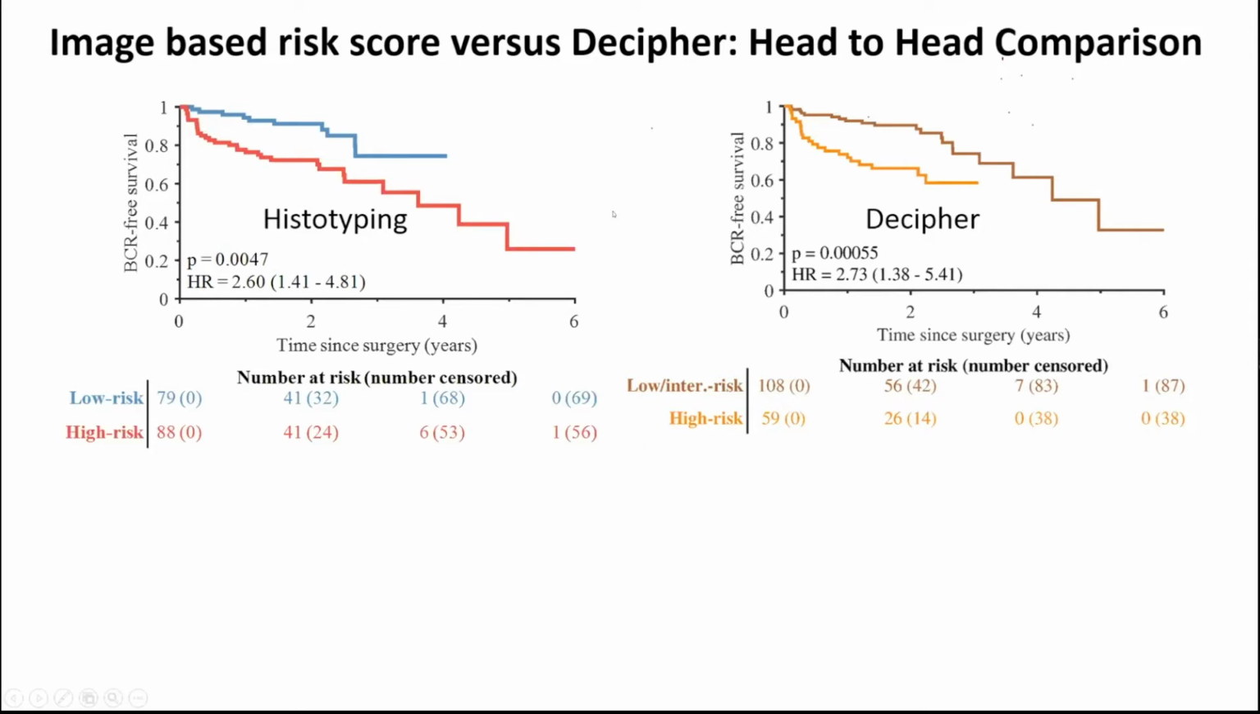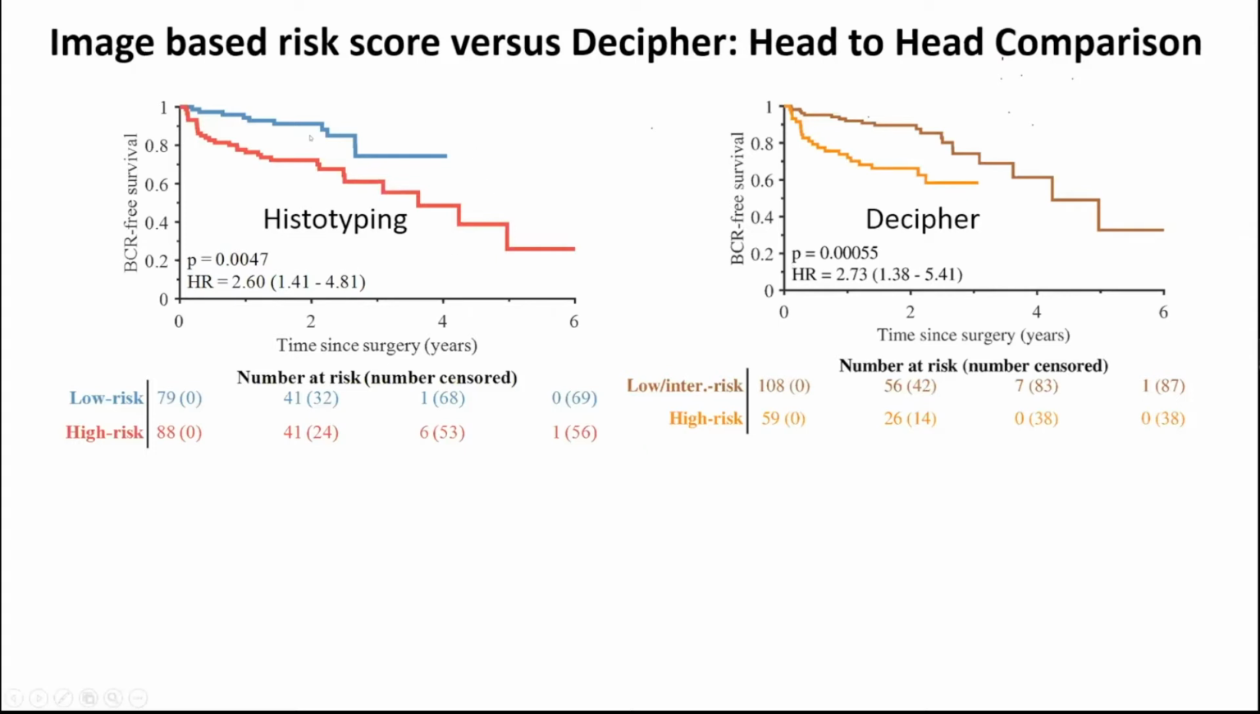And so in the study we did a head-to-head comparison. We went head-to-head with the Decipher test on 175 patients and said, okay, let's try to figure out, when you look at the image-based risk score and Decipher, is there any improvement? How much better is Decipher? And what was nice was we found equivalence. We found non-inferiority. We found that the image score and the Decipher were almost equivalent, but it gets better.